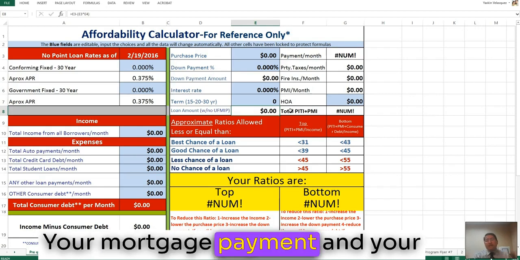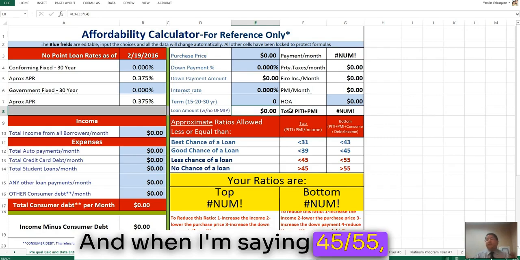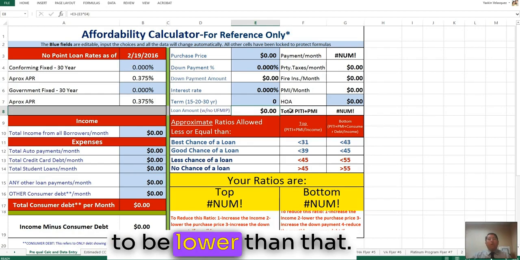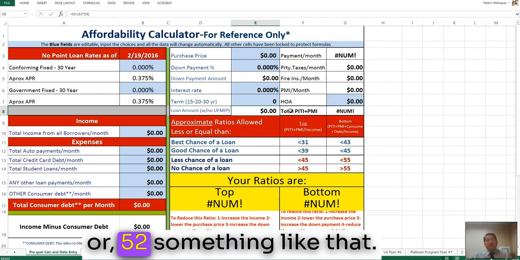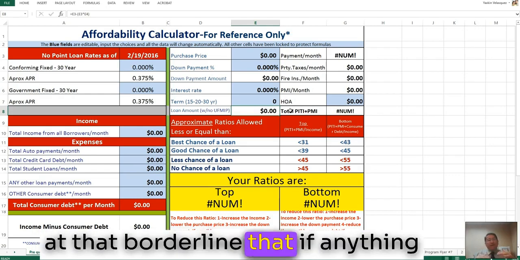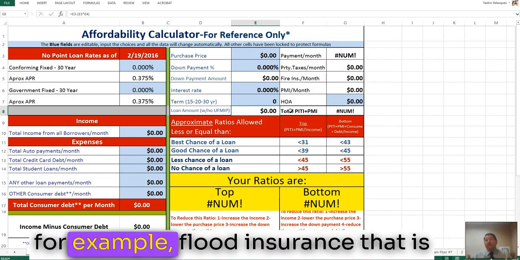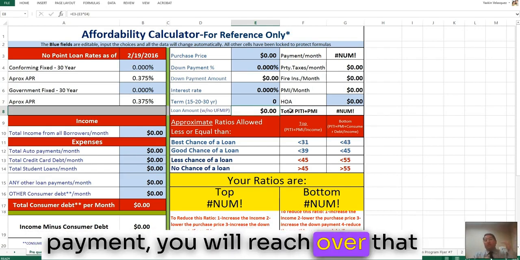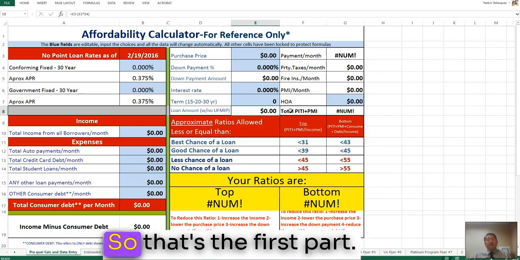Your mortgage payment and your consumer debt should not exceed 55%. And when I say 45 and 55, I'm talking about the limit. You should always aim to be lower than that, somewhere around 41.50 or 41.51 or 52, something like that. But if you go to 45 and 55, you're right at the borderline. If anything happens, if your fire insurance policy is higher than expected, or you have, for example, flood insurance that is going to be added to your monthly payment, you will go over that limit and you no longer qualify. So you have to be very conservative with these numbers, okay? So that's the first part.